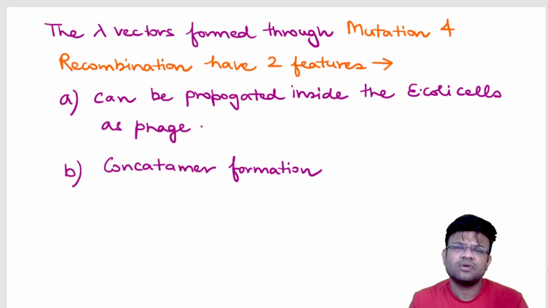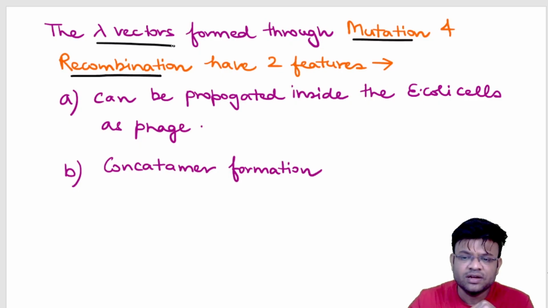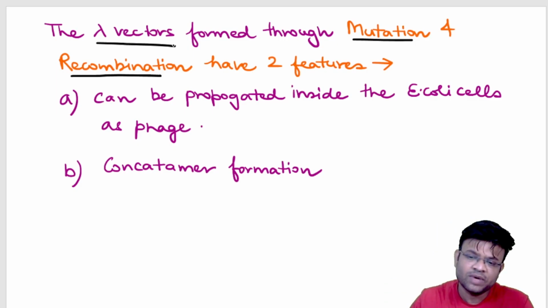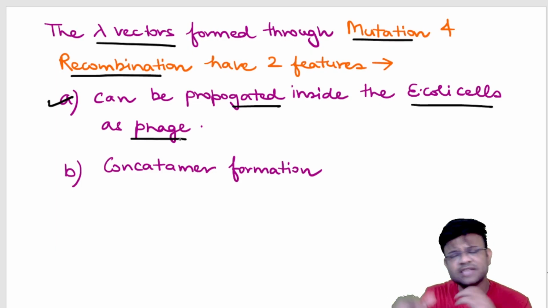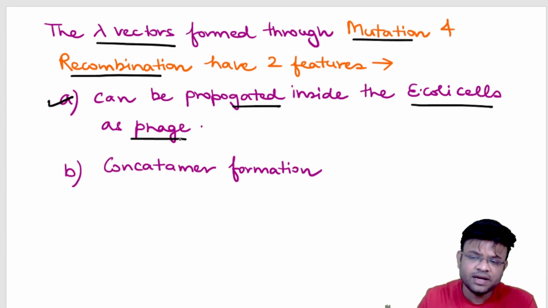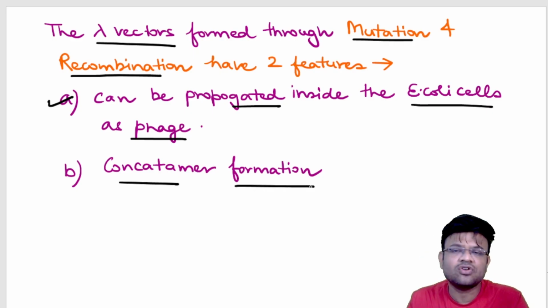Now, as I've already said, you have to perform mutations and recombinations in the lambda vector in order to improve their efficiency. After the mutation and recombination, 2 features are seen. One is that the lambda phage vector can be propagated inside the E. coli cells as phage. That means inside the E. coli cell, the phage genome gets replicated, and concatamer formation is also seen. Now what do we understand by concatamer formation?